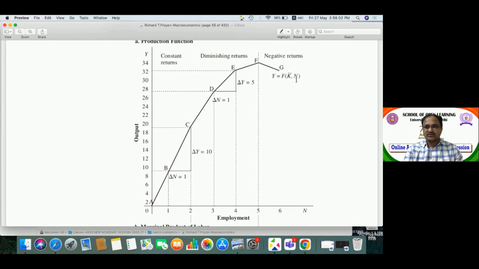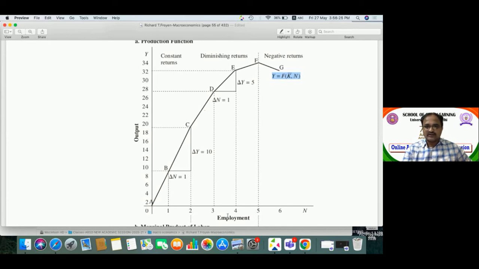The input factor is a homogeneous product here. Look at y is equal to function of k bar n. Dear student, this diagram and this equation show the short-term production function according to the classical theory approach. According to the classical theory approach, the production function is y equals function of k bar n. So y is the output, n is the labor input.